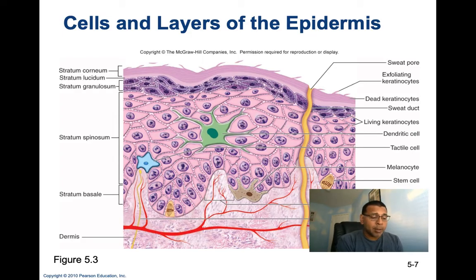And lastly, we have the stratum corneum. The stratum corneum is the outermost layer. It could be anywhere from 20 to 30 cell layers thick. In some areas, it makes up about 3/4 of the epidermal thickness. The cells here are dead keratinocytes, completely dead keratinocytes. Now, the function of this layer is to protect us from abrasion, penetration, and dehydration.